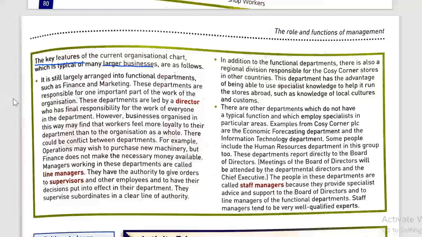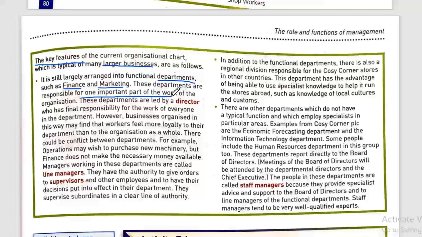Let's see the first one. It is still largely arranged into functional departments such as finance and marketing. These departments are each responsible for one important part of the work of the organization. So the first thing in large businesses, with a large organizational structure, is that they have departments such as the finance department and the marketing department, and each does only one important part of the work of the whole organization.